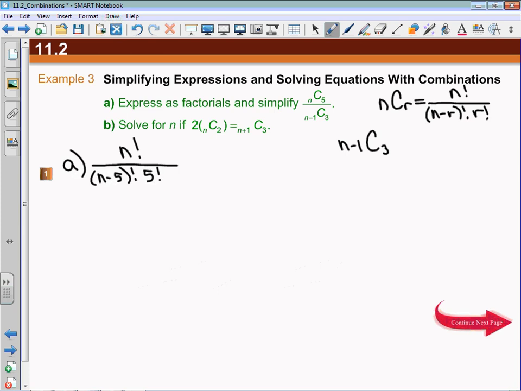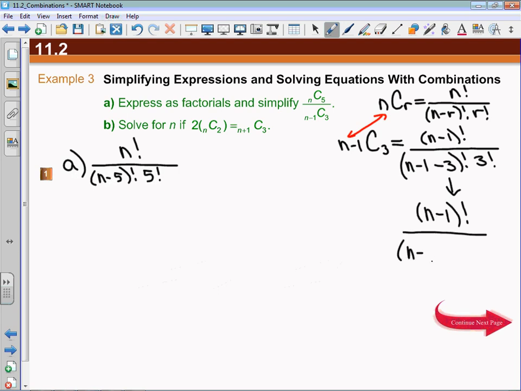N minus 1 choose 3 is going to be n minus 1 factorial, because that's taking the place of the n, right? These are really in the same place in that formula. And then on the bottom, what I'm going to have is, in a bracket, n minus 1 minus 3 factorial, and then multiplied by 3 factorial. Now I'm going to clean that up a little bit, and I'm going to say that that is n minus 1 factorial over n minus 4 factorial times 3 factorial. And it's one of those things that we have to get a little bit used to, that they can put expressions in place for n or r and then still expect you to be able to manipulate that.